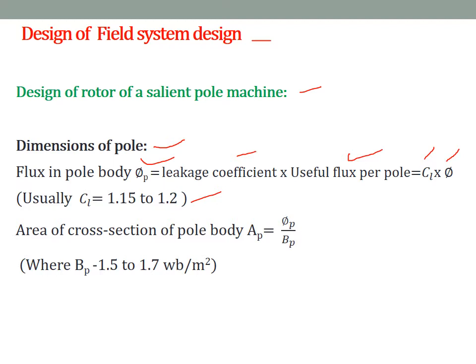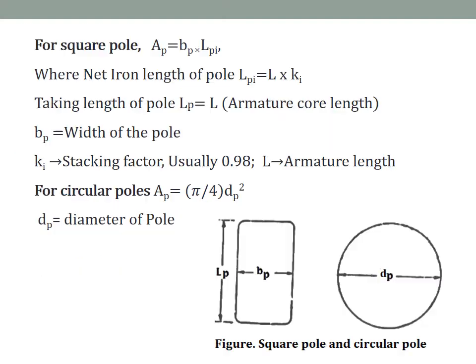Now area of cross section of pole body Ap is equal to Φp by Bp. Usually Bp is equal to 1.5 to 1.7 Weber per meter square. Now for square pole, Ap is equal to bp into Lpi, where net iron length of the pole is Lpi equal to L into Ki. Taking length of the pole Lp equal to L, armature length, bp is width of the pole, Ki is the stacking factor, usually 0.98, and L is armature length. For circular poles, Ap is equal to π by 4 dp square.